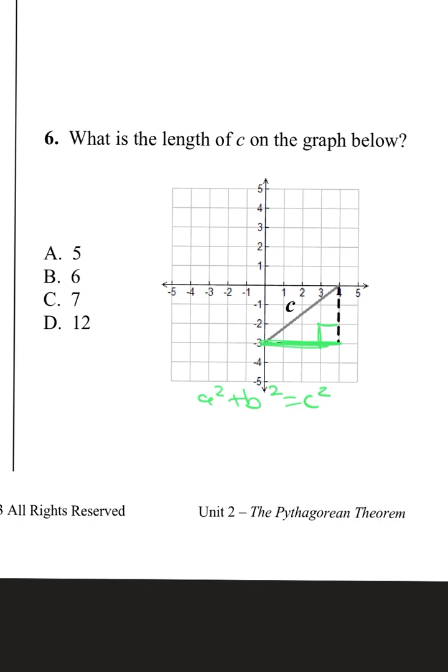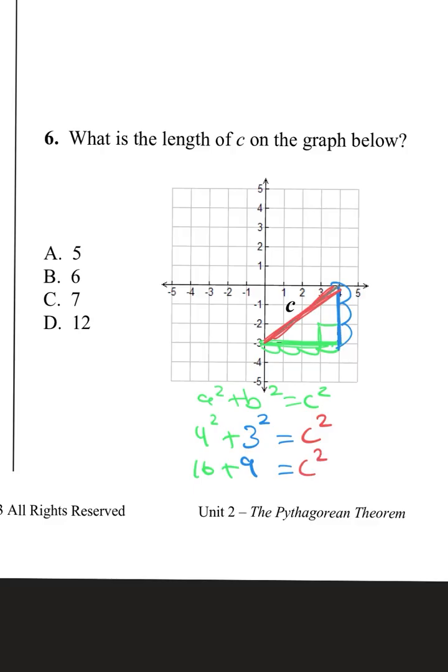So the length of this leg is 1, 2, 3, 4. So we've got 4 squared plus, and what is the length of this side? Let's go 1, 2, 3, plus 3 squared is equal to, we don't know what the hypotenuse is, so that's what we're looking for. We're looking for C squared. All right, here we go. 4 squared, 4 times 4, 16, plus 3 squared, which is 3 times 3, that is 9, is equal to C squared. We don't know what that is.